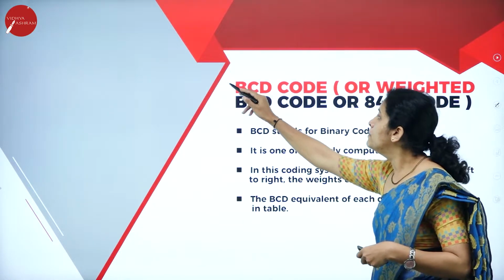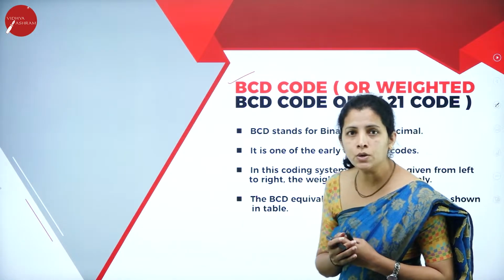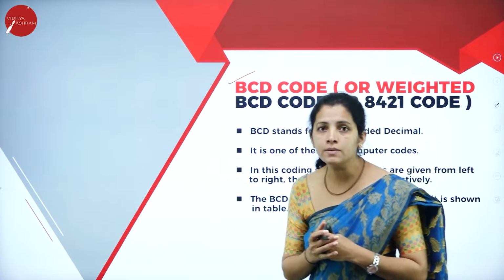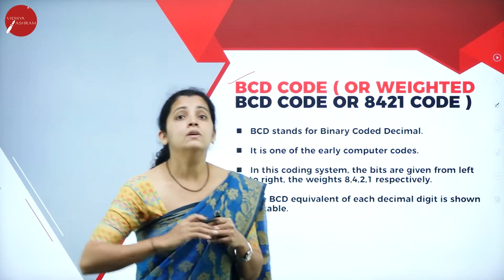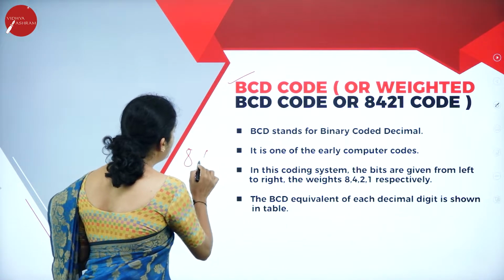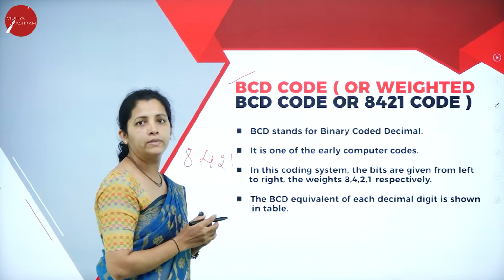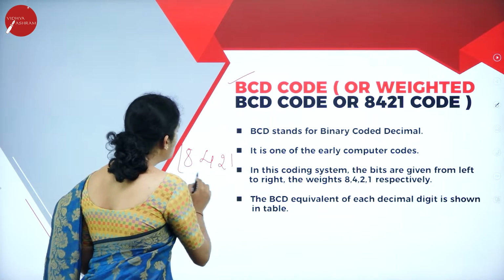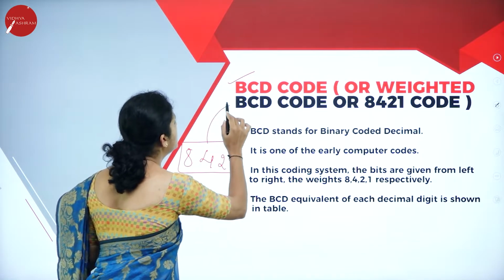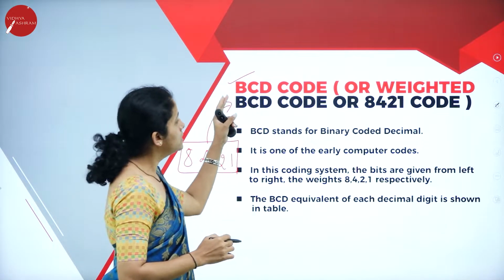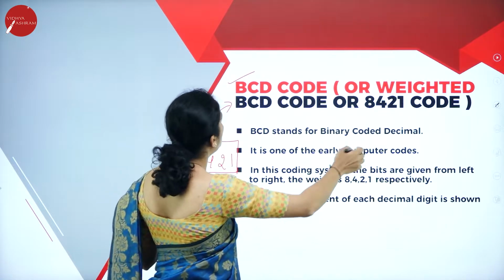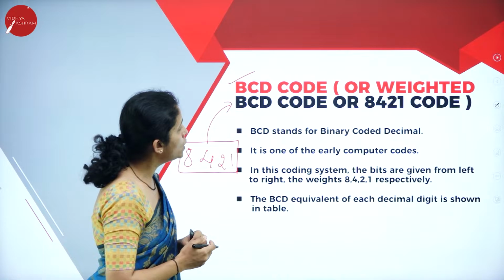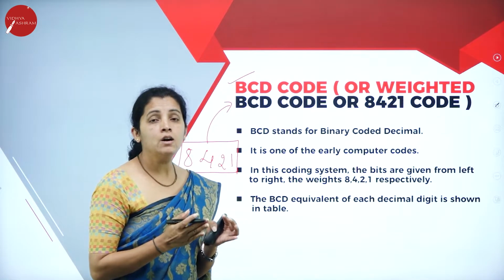Now I'm having BCD code. So what is BCD code? In my previous session, we had a discussion regarding number system. So in number system, we are having the 8-4-2-1 form. That means to represent binary numbers, I'm going to follow this method. So this is nothing but binary coded decimal, or it is also called weighted number system, or it is also called 8-4-2-1 code.